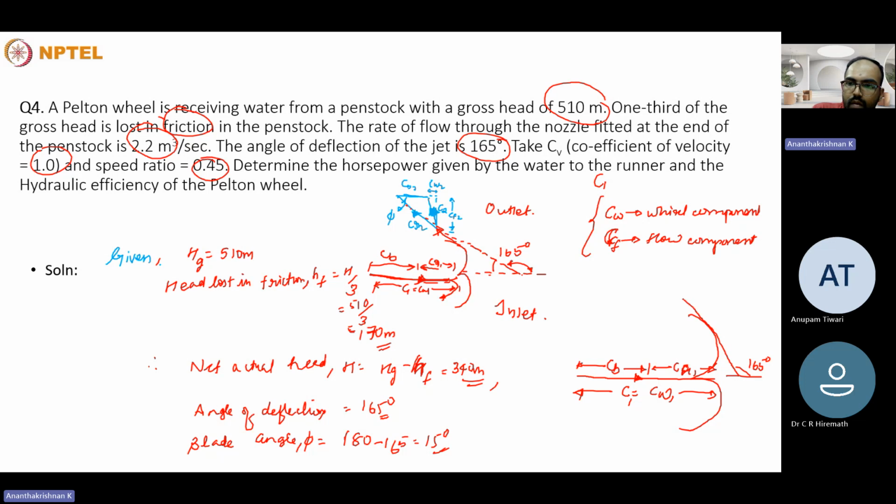Therefore, the blade angle will be 15 degree. So this will be the relative velocity CR2 at the outlet. The blade component will be CB2, the blade velocity CB2, and this will be the actual velocity at the exit C2. So the actual velocity will have a couple of components. The first component will be the whirl component CW2 and the flow component CF2. I hope this is big enough.